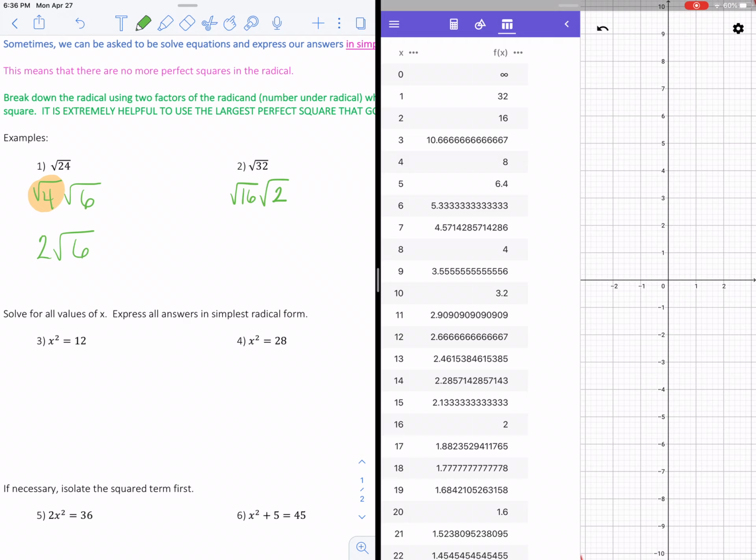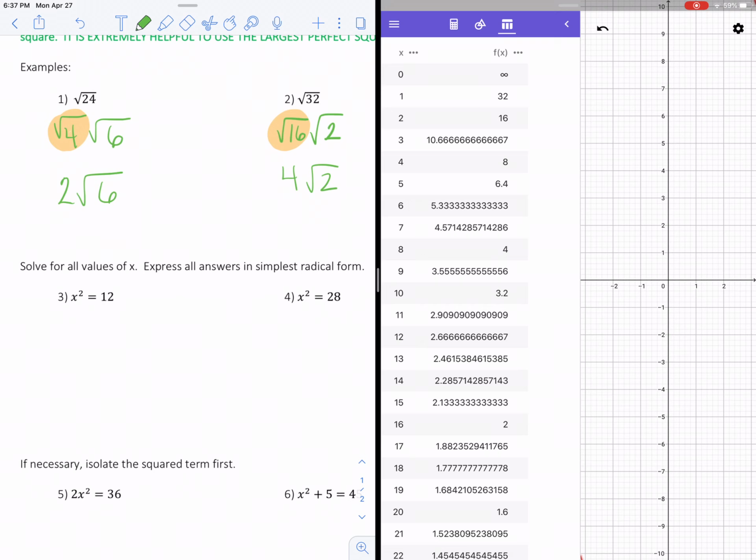Now, if you didn't take that biggest perfect square, 16, and you looked at the next pair of factors in the table of values in the calculator right here, 4 times 8, 4 is a perfect square, but it's not the biggest perfect square, so you wouldn't want to use it. So that's why it's good to look at the list of factors and make sure that you're taking the biggest perfect square. Now, square root of 16 could be simplified to 4, and the square root of 2 comes down. So these answers have now been put in simplest radical form.